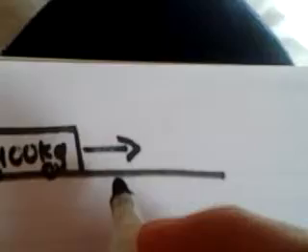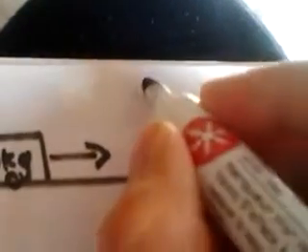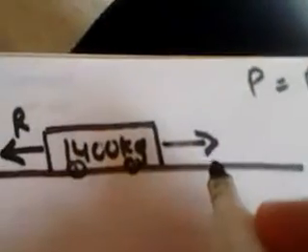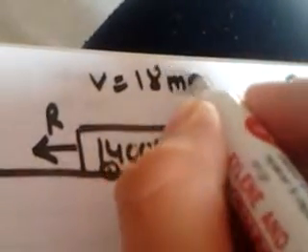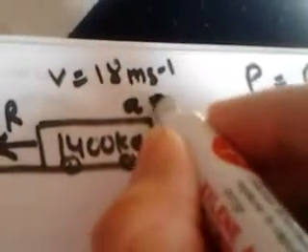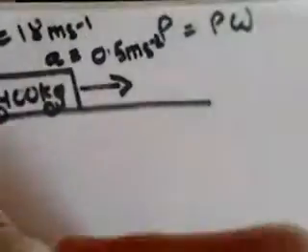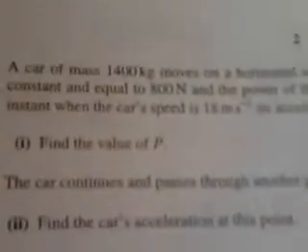So along its journey at each point, its power is what? It's P watts. So at a certain point in its journey, at an instant, when the car's speed is 18 meters per second and its acceleration is 0.5 meters per second squared, the first question is find the value of P.